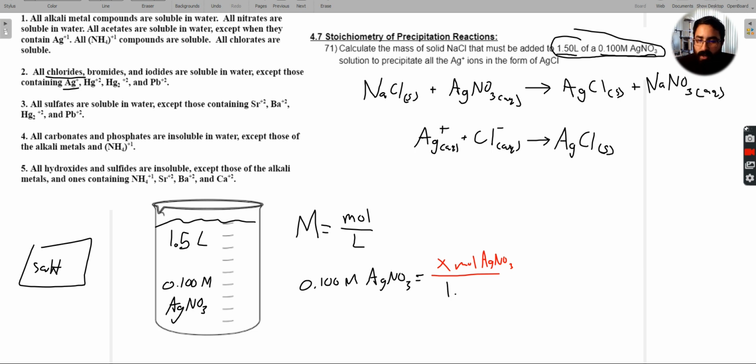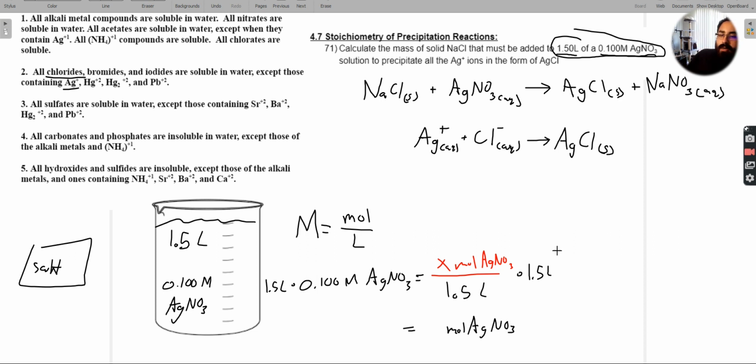And then underneath, we have 1.5 liters. So how do we get the moles on its own? We multiply both sides by 1.5 liters. And what we're going to get is the moles of AgNO3.